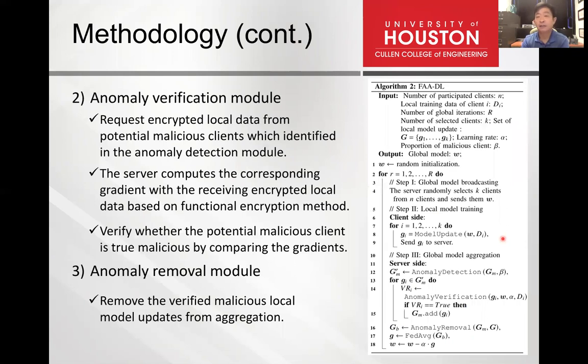After that, we need to worry in the sense that sometimes you're reporting something which looks absurd, but that doesn't mean you are lying. Maybe it's true. The others didn't observe it yet. You are the first person who reports that. So instead of giving you a little weight, we have the verification module to request the encrypted local data from this potential malicious node.